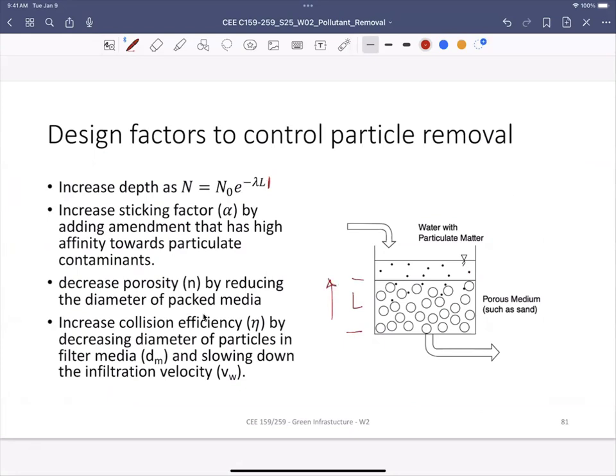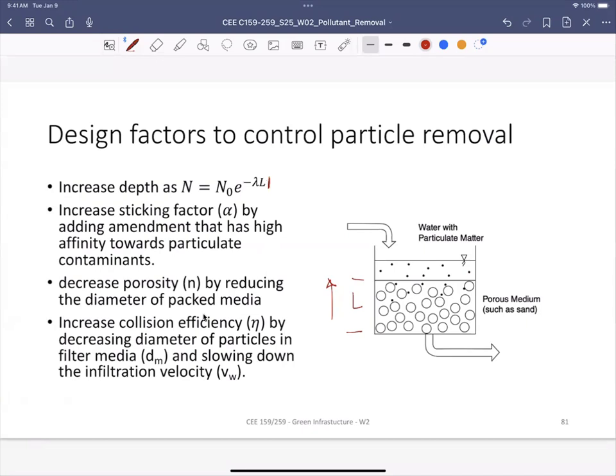Physically, how is that possible? Because if you have a larger length, you have more chance of collisions to occur, more chance of the particles sticking to one of the media. And then increase the attachment sticking factor. The sticking factor is related to how quickly they can bind, how they can stick. That is based on the affinity of the particulates towards the filter media, so it is based on the filter media type.